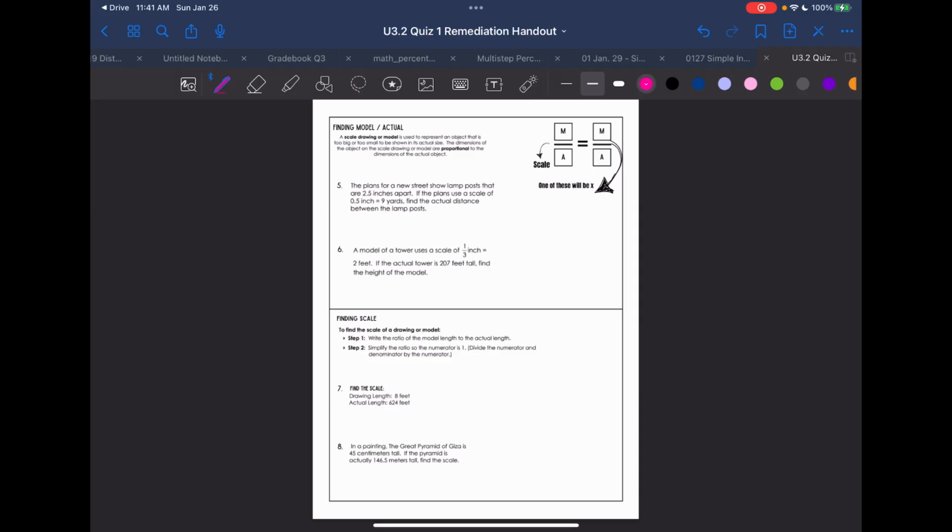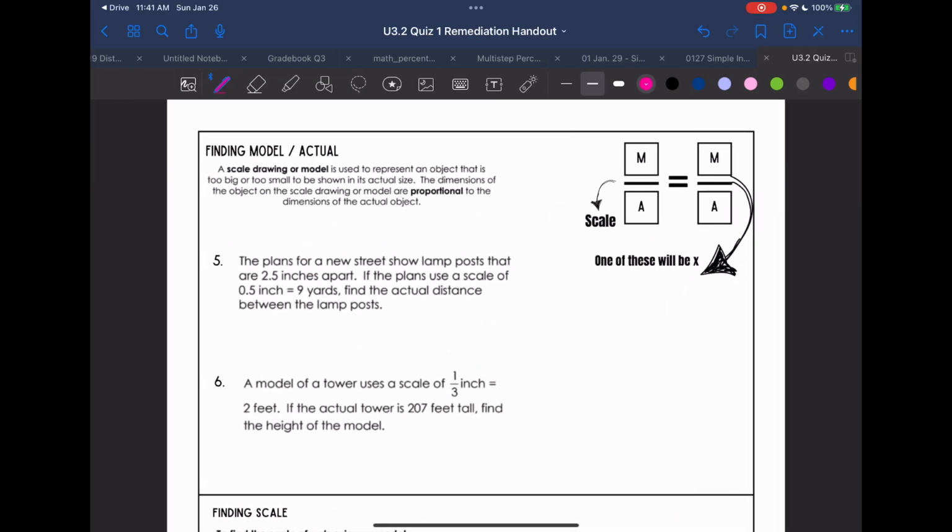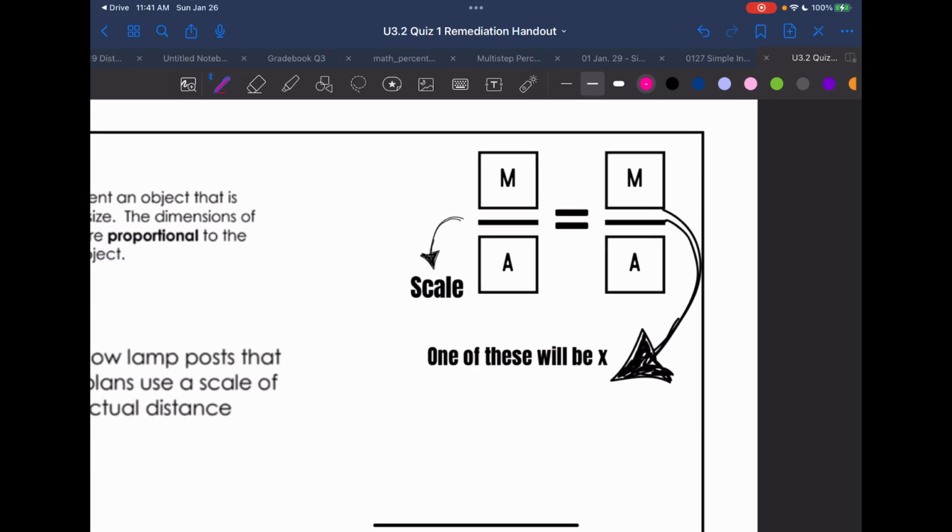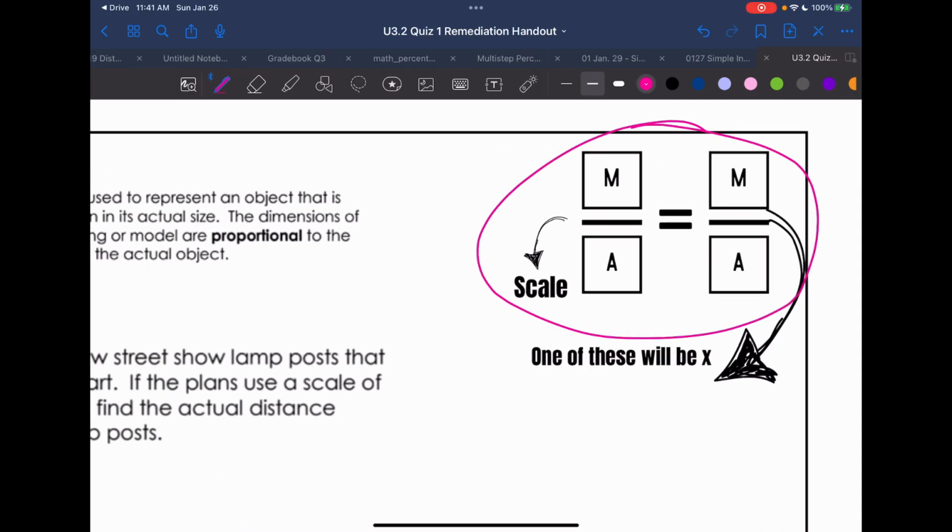Okay, so when you're finding model or actual, of course we're working with scale drawings or models. They're proportional to each other. So we're always going to set up a proportion to solve for either the model or the actual. And like it shows here, this first ratio is always your scale, so it's always going to be given to you. It'll say like 1 inch is equal to 2 feet, and it can be written in any type of ratio. So you could use a colon, you could use an equal sign, it could be in a fraction. It could also say like 1 inch represents 2 feet.